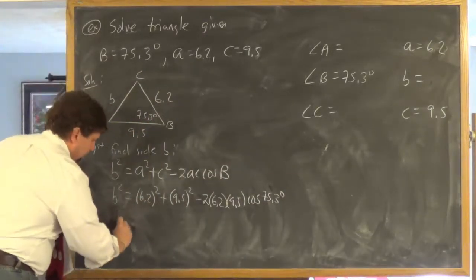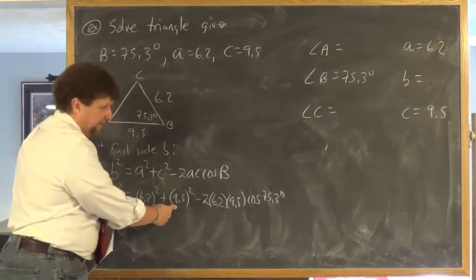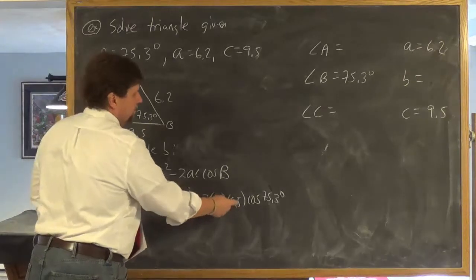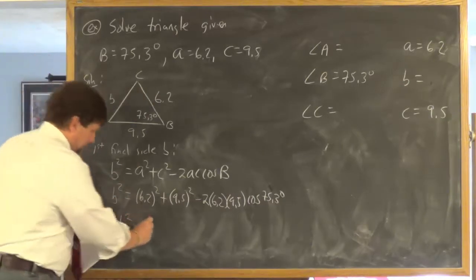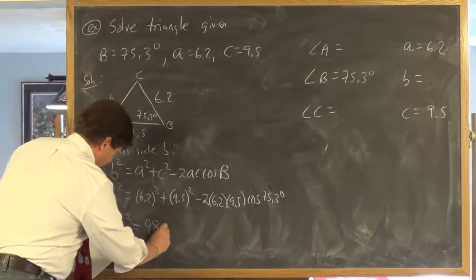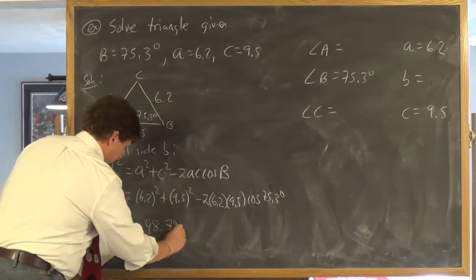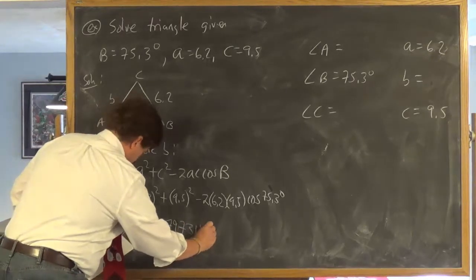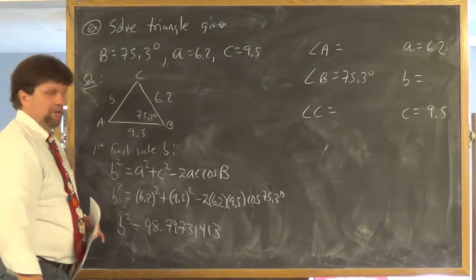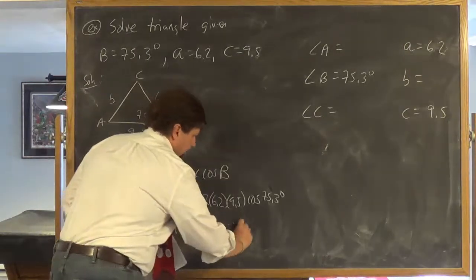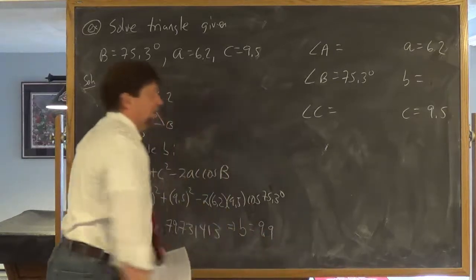And oh boy, if I use my calculator, I do 6.2 squared plus 9.5 squared minus 2 times 6.2 times 9.5 times the cosine of 75.3 degrees, I get B squared to be 98.76, I'm sorry, 79731413. That's a lot of decimal places. Obviously I'm going to take the square root to get B. So I take the square root, B is going to be the square root of this number, and here I'm going to round this now. I'm going to round it to 9.9.